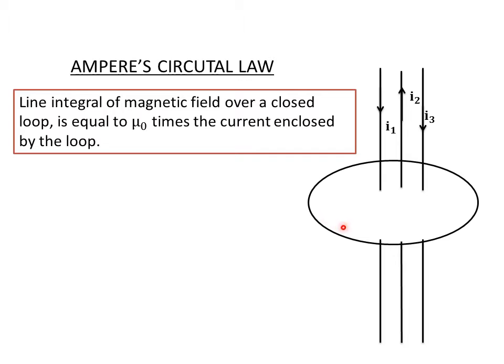So this is our Amperian loop. Now we are going to take a small element of length dl on the loop. So this is the small element having length dl. Now we find B dot dl for this element. Similarly, we divide this Amperian loop into small elements of length dl and find B dot dl for the entire loop.